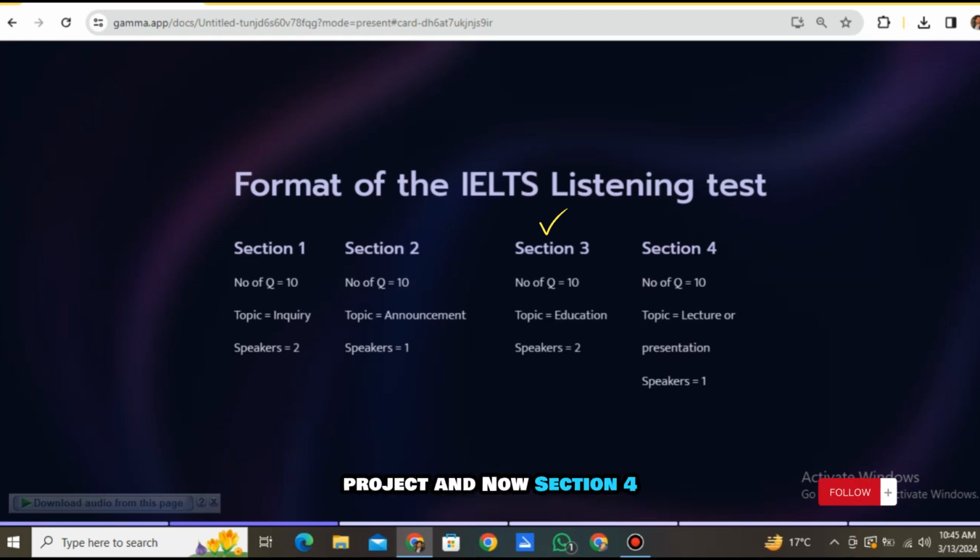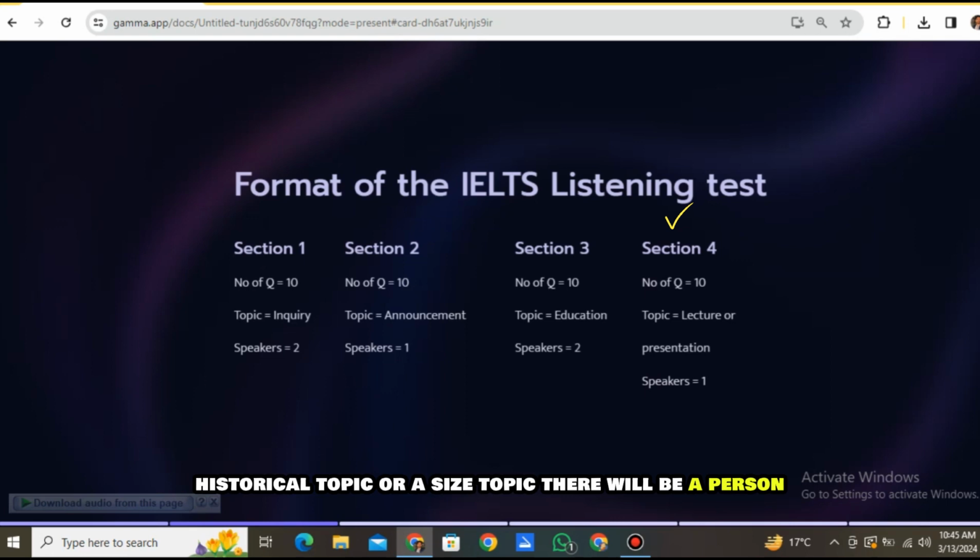And now section 4, the number of questions is the same, 10, and the topic will be a lecture or a presentation about a specific topic. This topic will also be an academic topic like a historical topic or a science topic. There will be a single speaker who will be presenting a lecture or a presentation on a specific academic topic. So this was the format of the IELTS test.